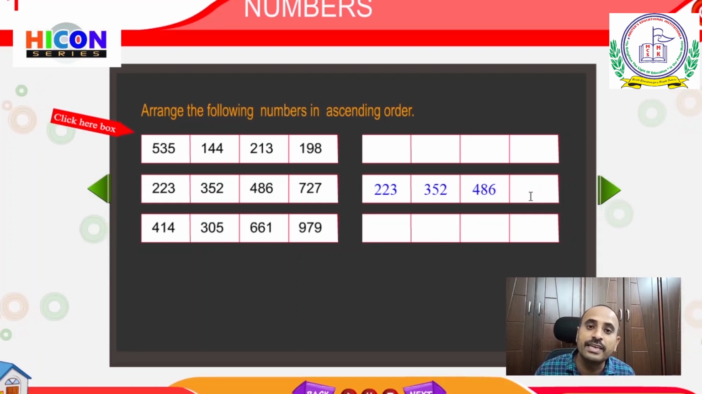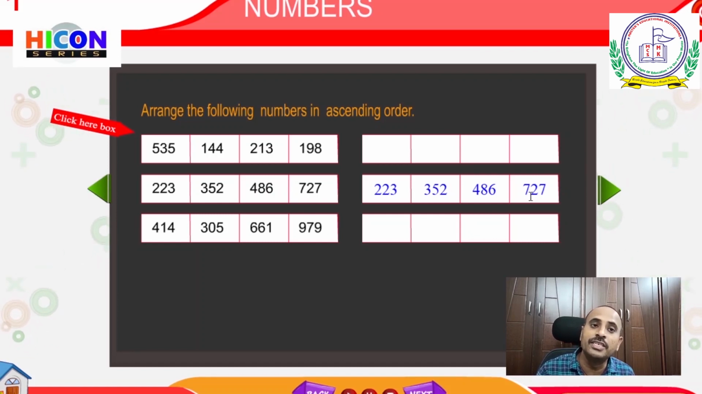So this is the ascending order for the given 4 numbers. So in this way, we have to write the ascending order. That means increasing order. That means from smallest to biggest number. So first we have to compare the first digit from the left side in every number.